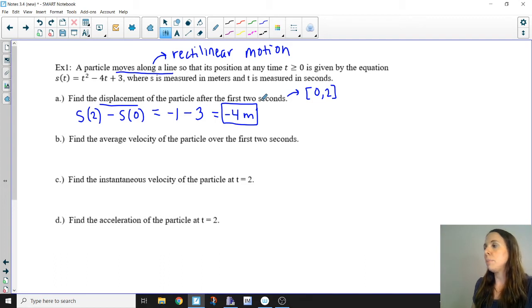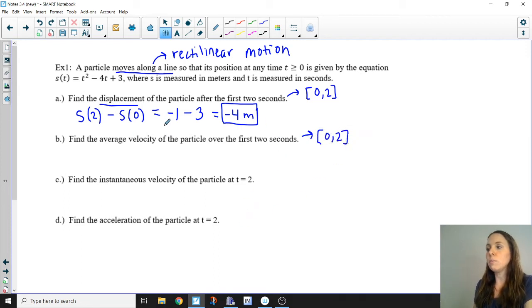Okay, next, part B. Find the average velocity of the particle over the first 2 seconds. All right, so what are we asked to find? We're asked to find average velocity. What are we given? We're given, again, the interval from 0 to 2.